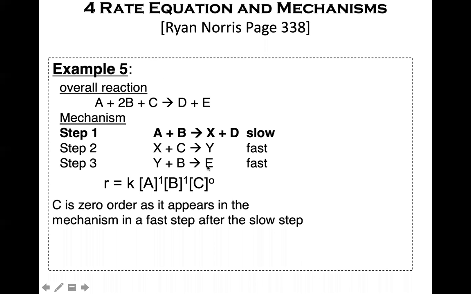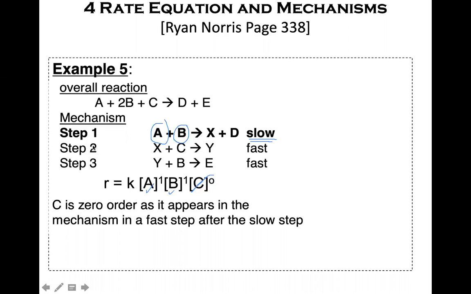Okay, just imagine that it's not there. Now you see that in your rate equation, you have A and B. So as I said, whatever species appears in your rate equation will be in the slow rate determining step. C does not appear in the rate equation, so C must appear in the other steps that are fast.